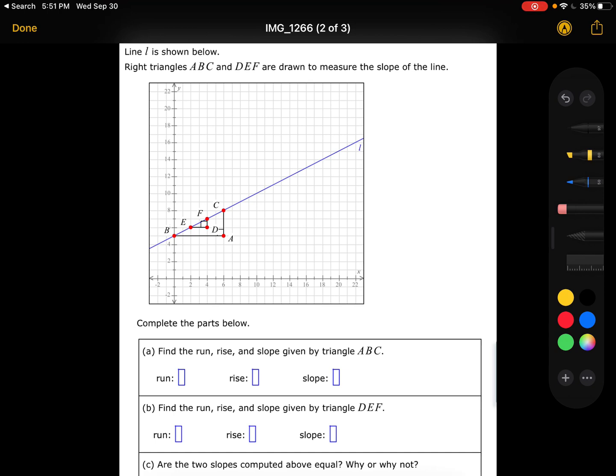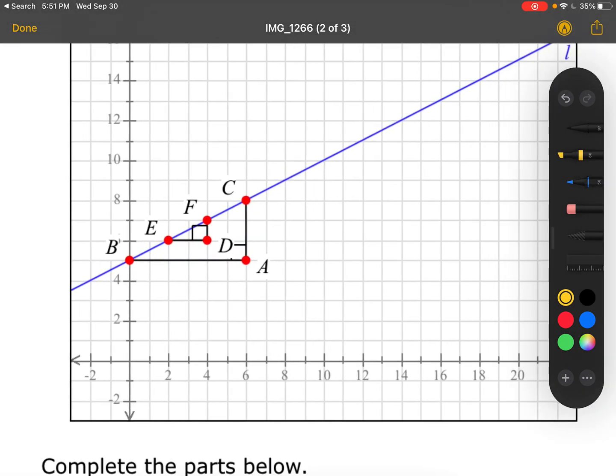Anyway, so for this question, you need to look at specifically what it's asking you, because I've seen a lot of people mess up this question. So it says find the run, rise, and slope of ABC. Sometimes people do the question and they do the wrong one, and that's what messes them up. So ABC is your triangle that is right here.